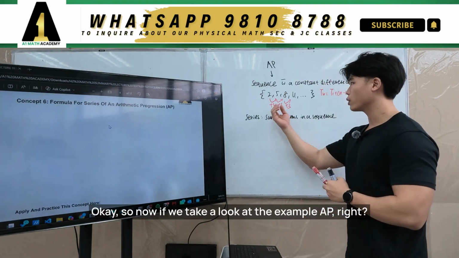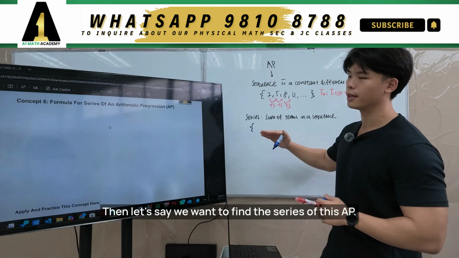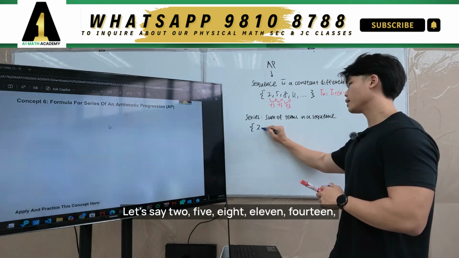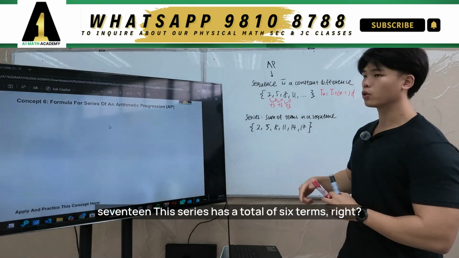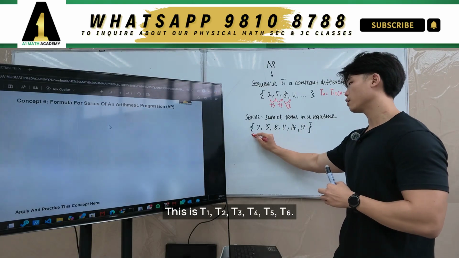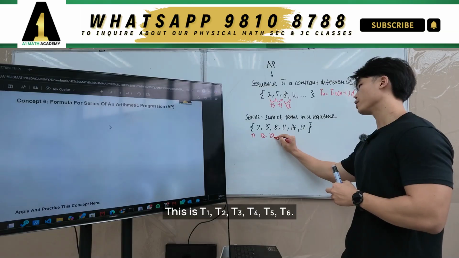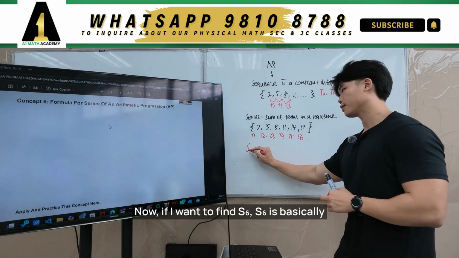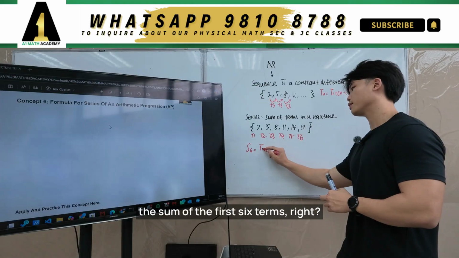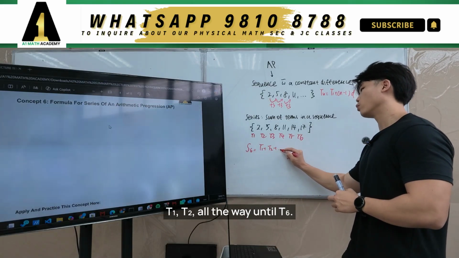Now if we take a look at the example AP, let's say we want to find the series of this AP: 2, 5, 8, 11, 14, 17. This series has a total of 6 terms. This is T1, T2, T3, T4, T5, T6. If I want to find S6, S6 is basically the sum of the first 6 terms, T1, T2, all the way until T6.